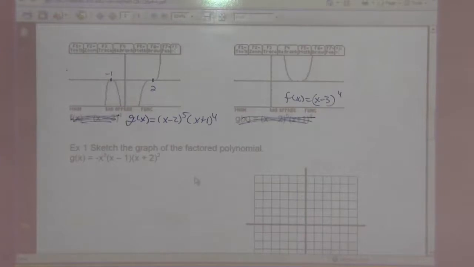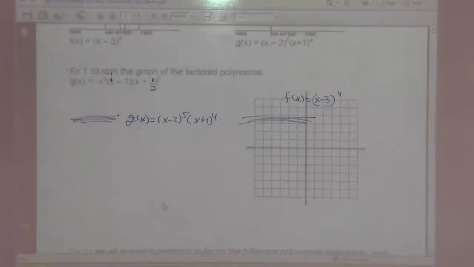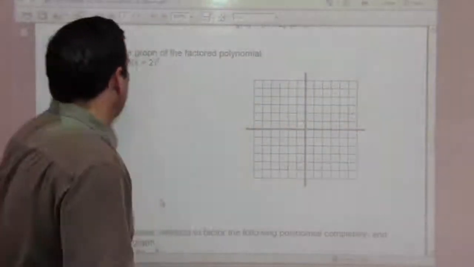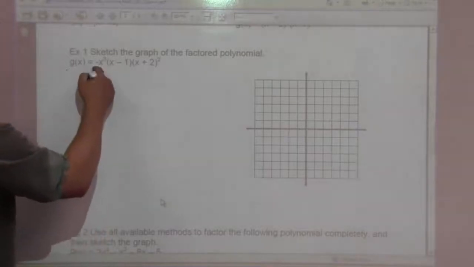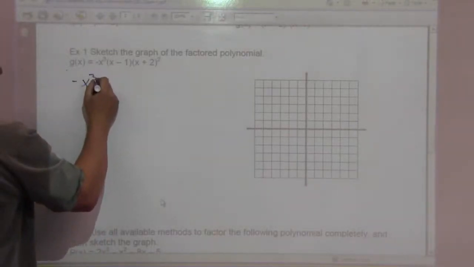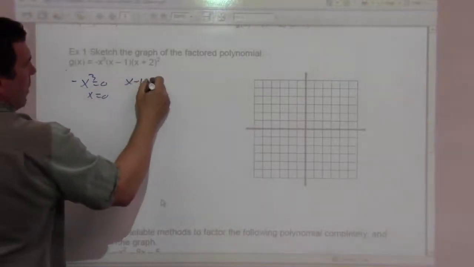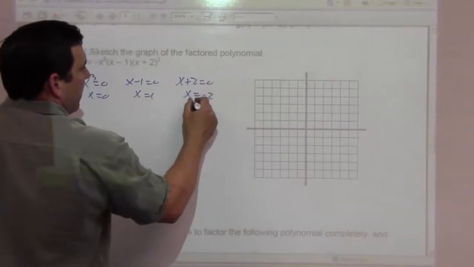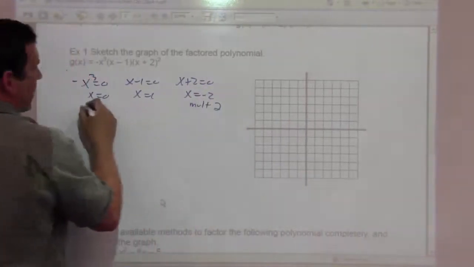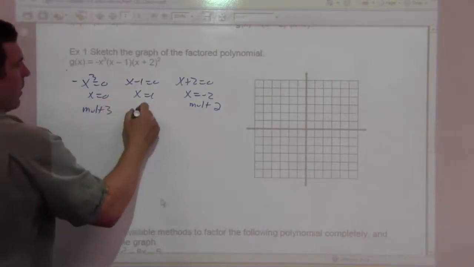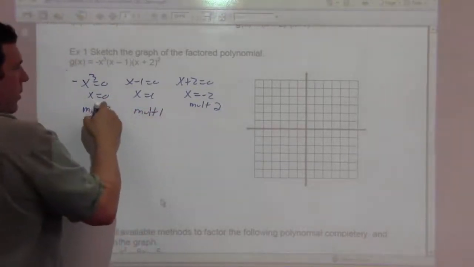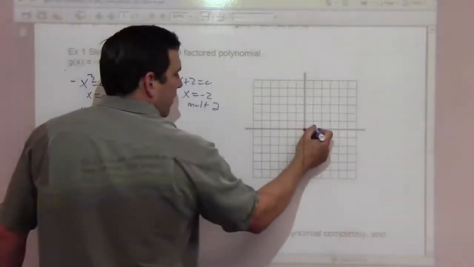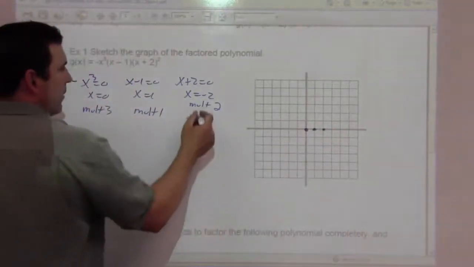So in example 1, we're going to sketch the graph of the factored polynomial. It was nice they factored it for us. Now our zeros: negative x cubed is 0, so x is 0. x minus 1 is 0, so x is 1. x plus 2 is 0, so x is negative 2. This one is multiplicity 2 though. This is multiplicity 1, or 3. This is multiplicity 1. So we have zeros at 0, at 1, and at negative 2.